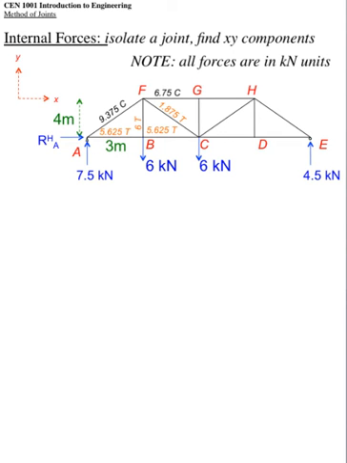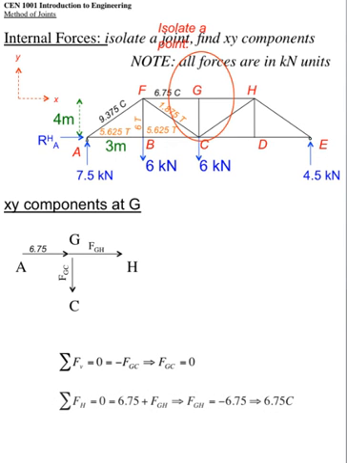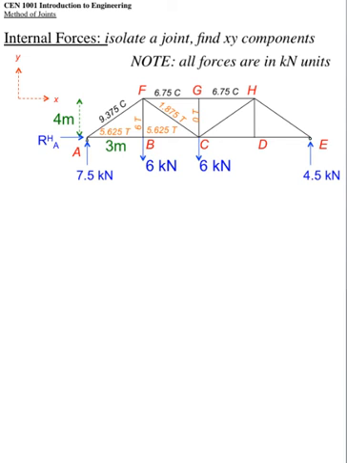Let's isolate point G. It's only got two unknowns. And there are all vertical horizontal forces. We're assuming that the unknowns are in tension. Summation of verticals. There's only one force vertical, and it's got to equal 0. So GC is 0. Summation of horizontals, we have 6.75 plus GH. Well, if we solve for GH, it comes out negative. Therefore, we know that was a bad assumption. So we know that it's in compression. The arrow should go in the other direction. 6.75 compression. Okay. So now let's isolate point C, because there's only two unknowns.